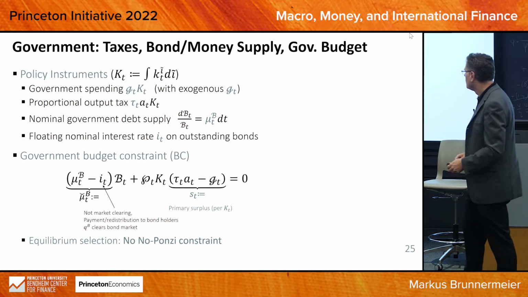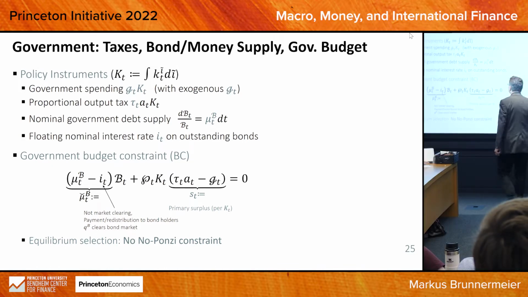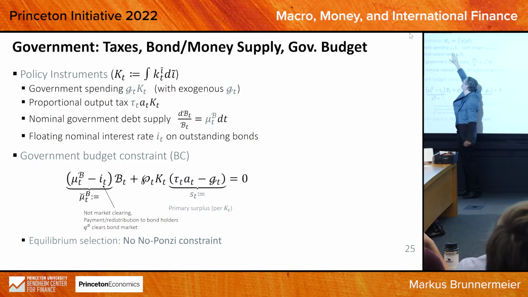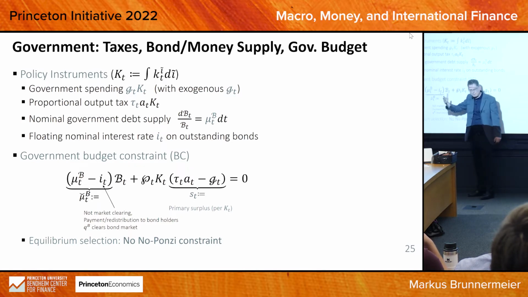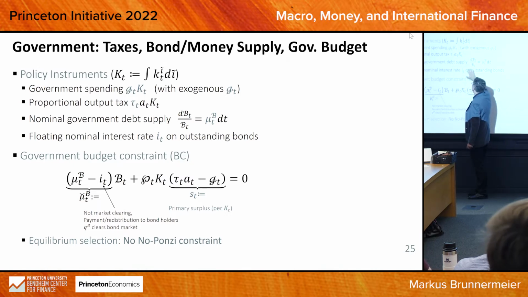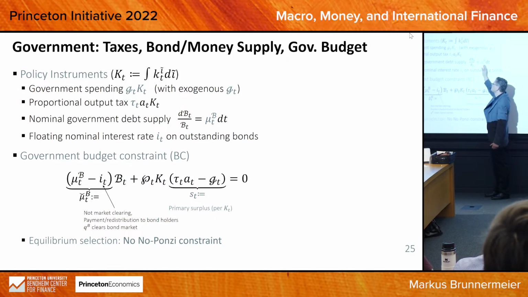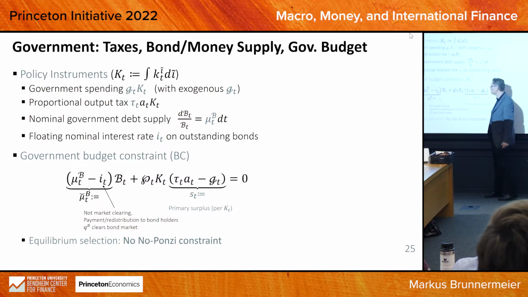So that's why the notation is also this way, that you have this G, that's the government spending, capital G, you can think of as little g times K. Then there's an output tax, where everybody who produces apples has to pay 10% of the apples to the government. And then the government is also issuing an amount of bonds. This is the nominal value of the bonds, and they grow at the growth rate mu B. That's the newly issued government bonds.